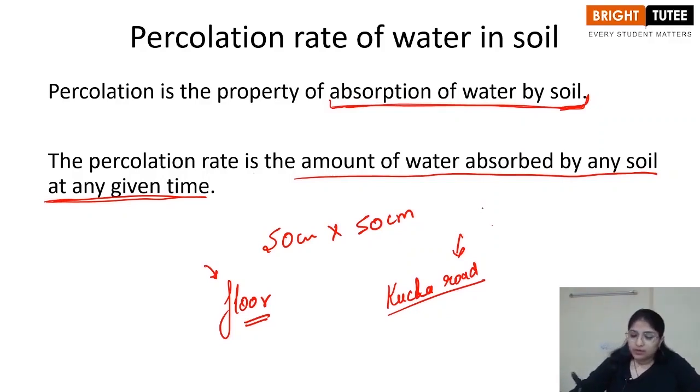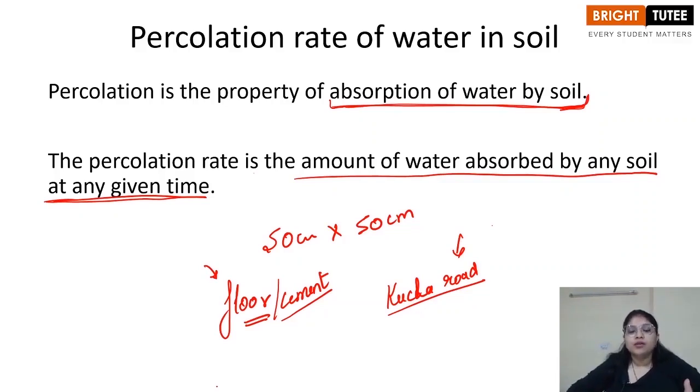Whereas if you take a kacha road where there is soil, a road which is not made of concrete, and you put water over there, you will observe that the water is getting absorbed into that kacha road. This shows that the soil has the ability to absorb water. And there is again variation in different areas. Even with a floor made of cement, not marble or tile, you will see that the water will flow.